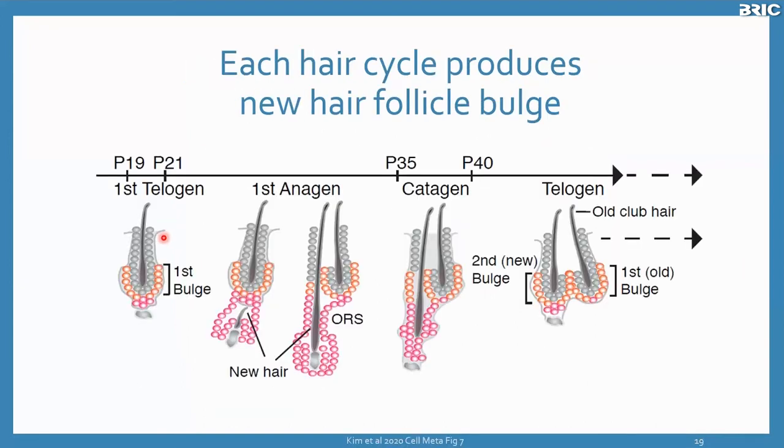So here I wanted to draw your attention to the morphology. During the telogen phase, you can see that the bulge is nicely resting here. And during the anagen phase, that's the growth phase, you can see that the ORS cells expand and make new hair that grows downward. And during the catagen phase, these ORS cells would degrade, and part of these ORS cells would go back into the bulge and convert their fate back into hair follicle stem cells. And for each round of hair cycle, you would see an old bulge and a new bulge here.